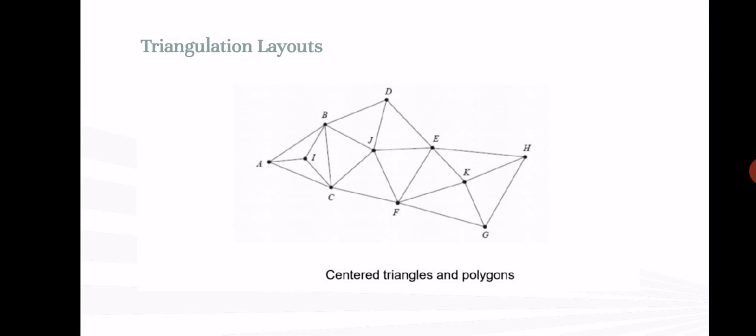The next layout is center triangles and polygons. Here you can see the first part is a triangle ABC. After that, it is a polygon, pentagon in particular, BCFED, and after that, it is a quadrilateral, EFGH. So, in this manner, it can run with any possible figure. It can be a triangle, quadrilateral, pentagon, or any type of polygon.